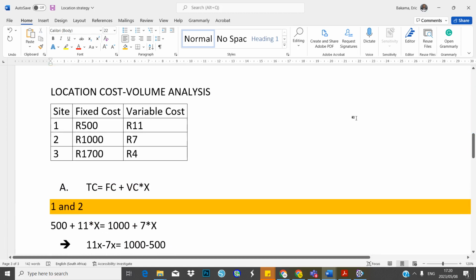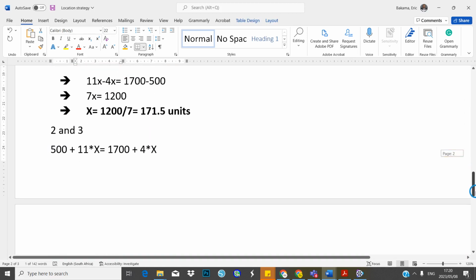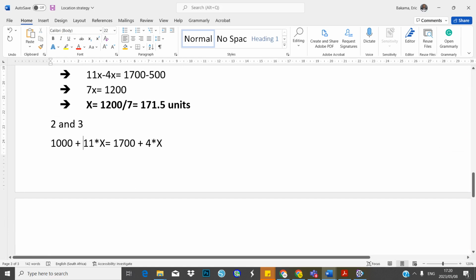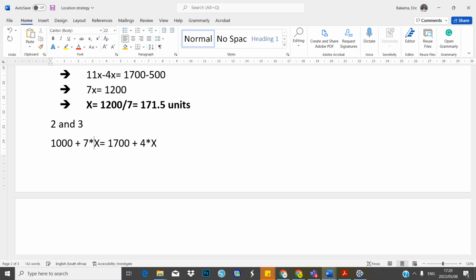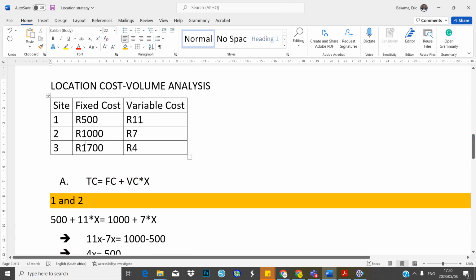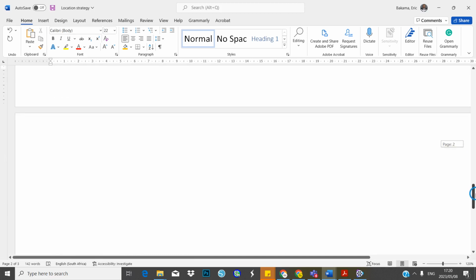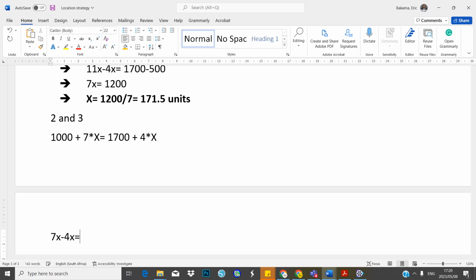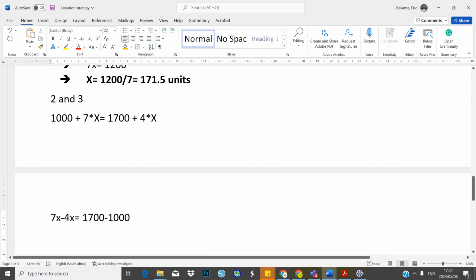So what is the total cost for site 2? The fixed cost is 1000. I go back to my calculation, and I'm going to replace 1000 plus the variable cost for this one. It is 7X, and for the third site it is 1700 plus 4X, which is what we already have. Again, we make X the subject of our equation, which is 7X minus 4X, which is equal to 1700 minus 1000. This means in this case that I'll have 3X, which is equal to 700.